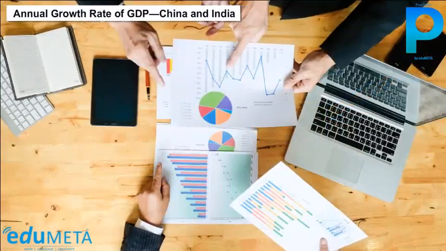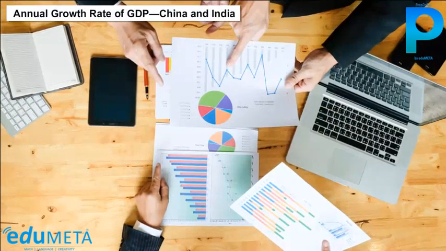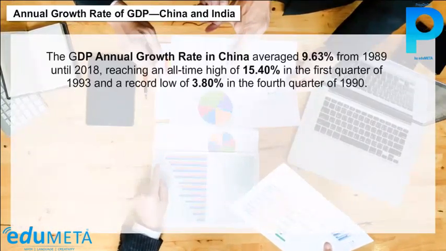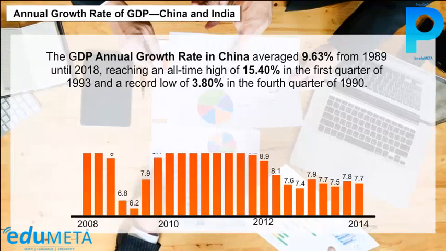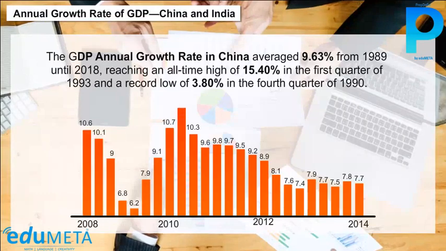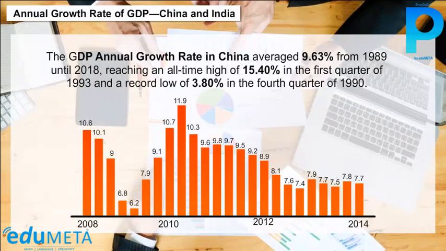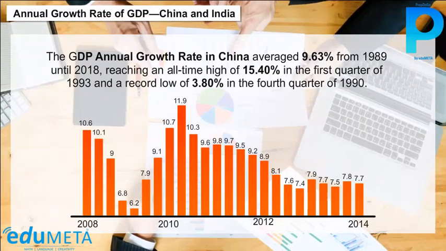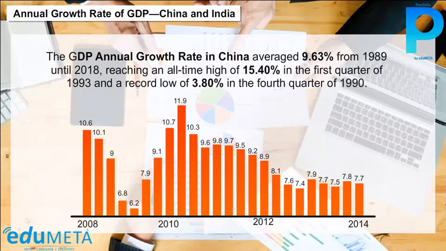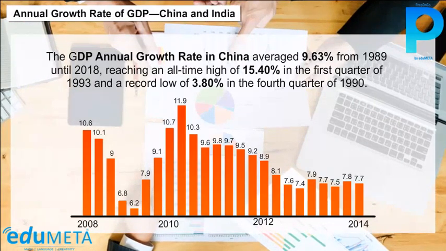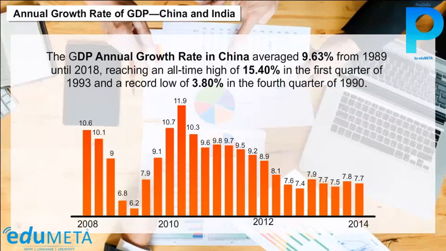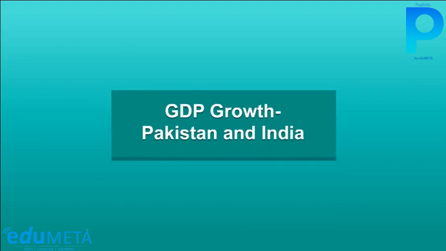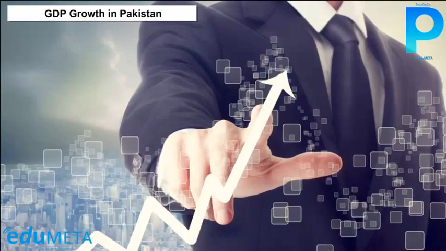Annual growth rate of GDP, China and India. The GDP annual growth rate in China averaged 9.63% from 1989 until 2018, reaching an all-time high of 15.40% in the first quarter of 1993 and a record low of 3.80% in the fourth quarter. GDP growth, Pakistan and India. GDP growth in Pakistan.